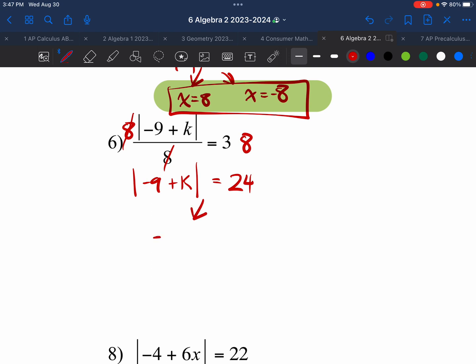The first equation is negative 9 plus k, and that's going to be equal to the normal 24. And then the next equation is going to be negative 9 plus k. You don't change anything on the inside of the absolute value. You only change the outside, and it's going to be a negative 24. These two separate equations are going to be solved the exact same way.